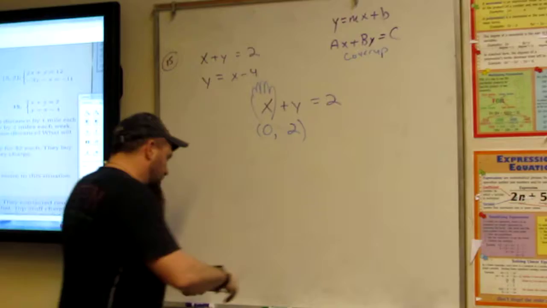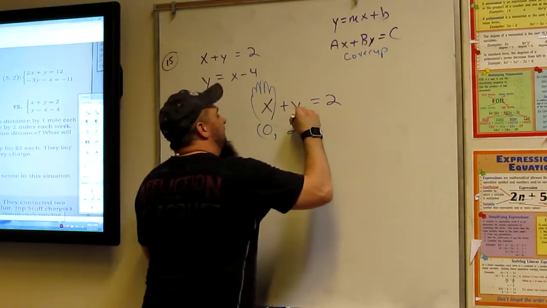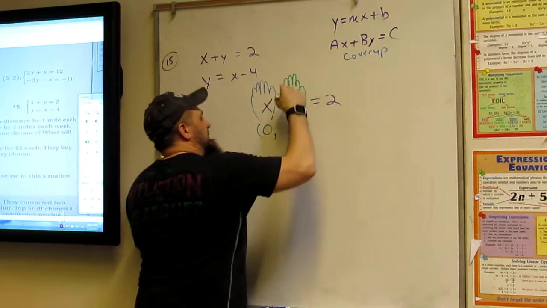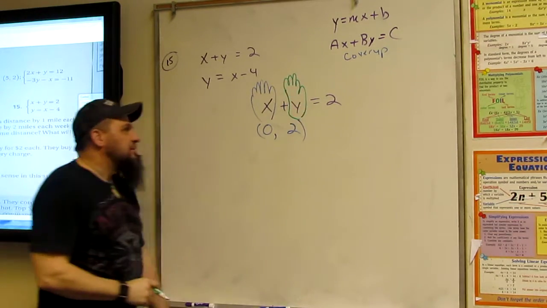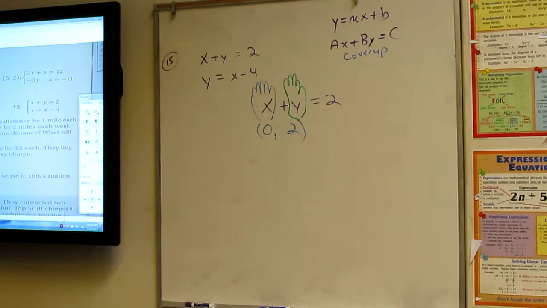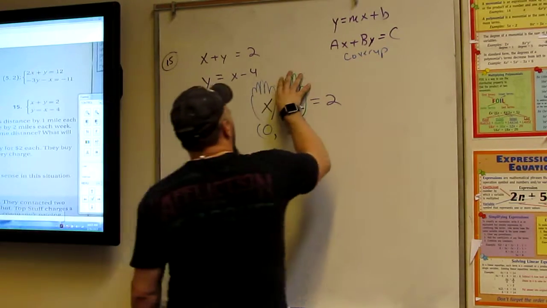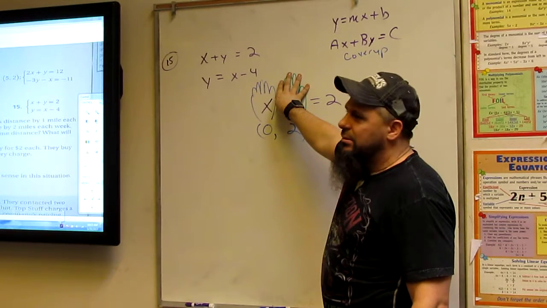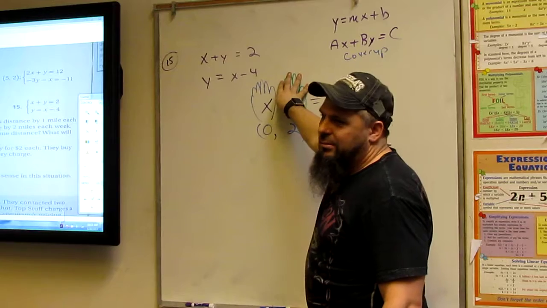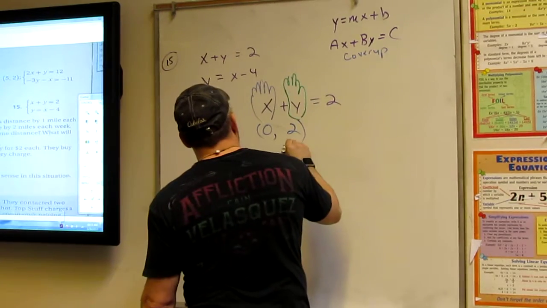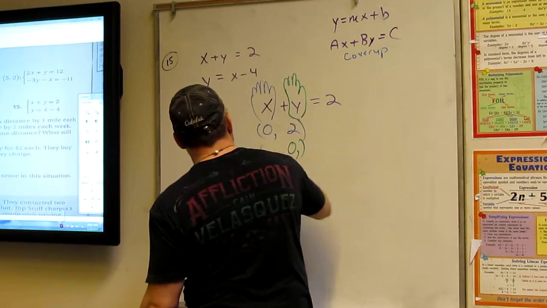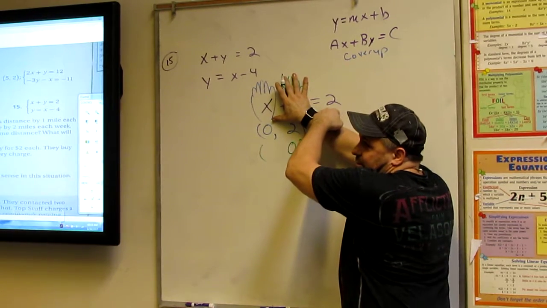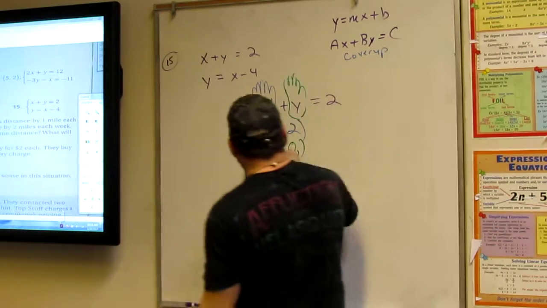Now, what if I cover up y? What's x? What's under this point? So if y is 0, x becomes 2. It's just equal to 2. Done.